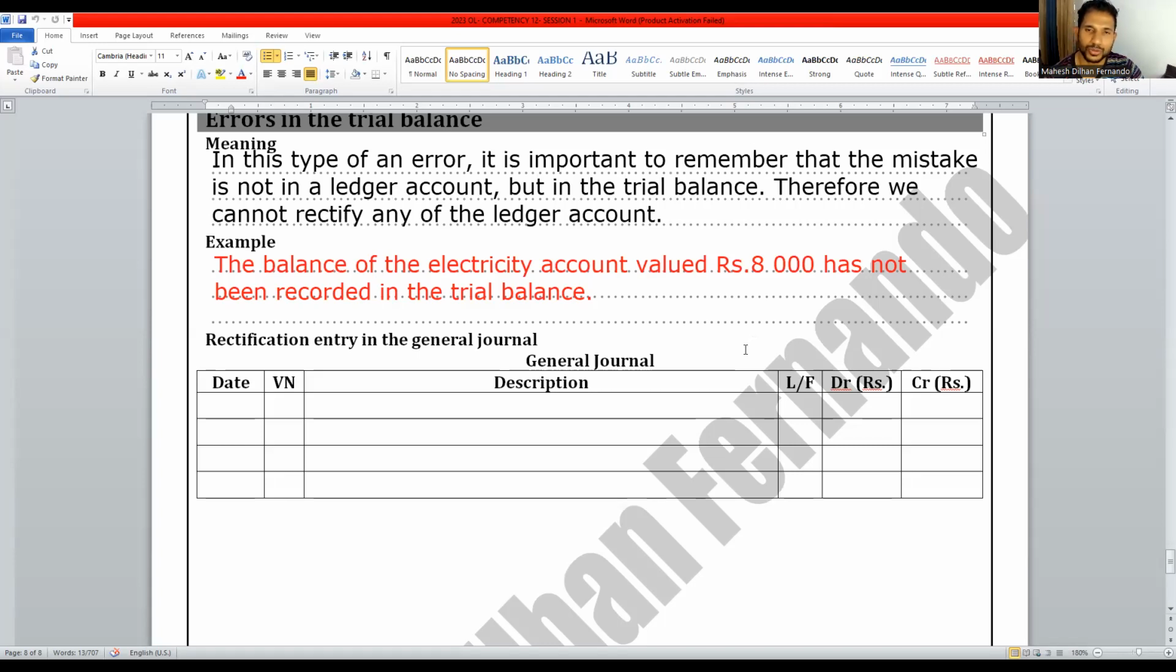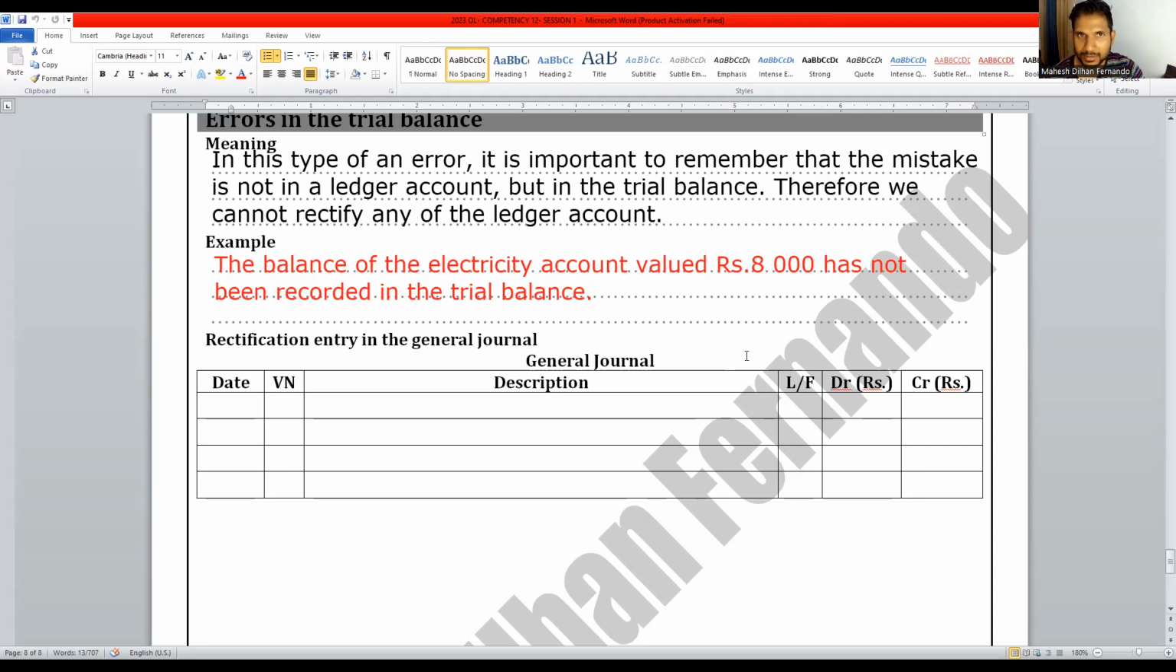Now think. Can we rectify the electricity account? No. The electricity account is correct. Cash is also correct. Now what has happened? We have not recorded the balance of the electricity account in the trial balance. So if you have made an error in the trial balance, you cannot rectify a ledger account. But due to this, the trial balance disagrees.